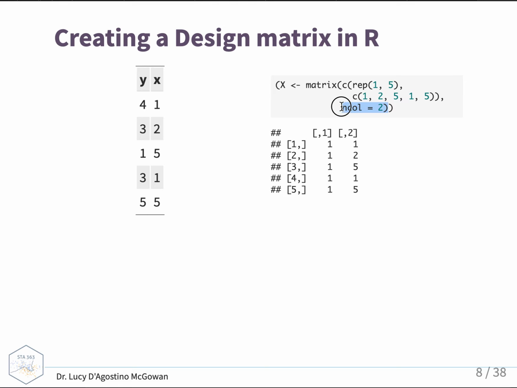And then I'm going to set the number of columns to be 2. So this is how we make a matrix in R. And when I do this, I end up with this nice matrix where I've got all ones at the beginning and I've got my x's afterwards. So this is my design matrix.